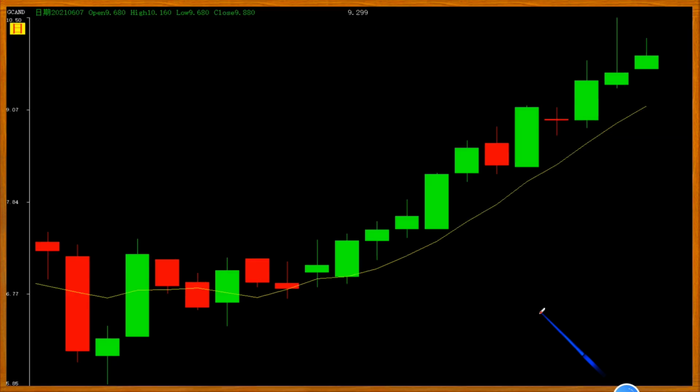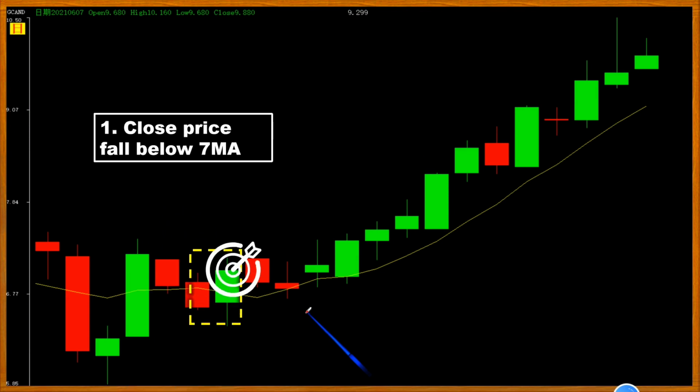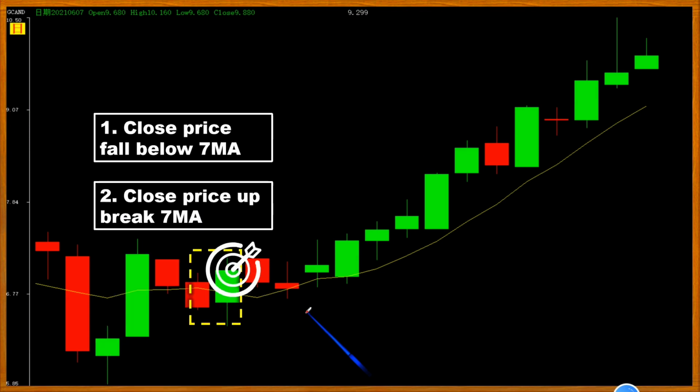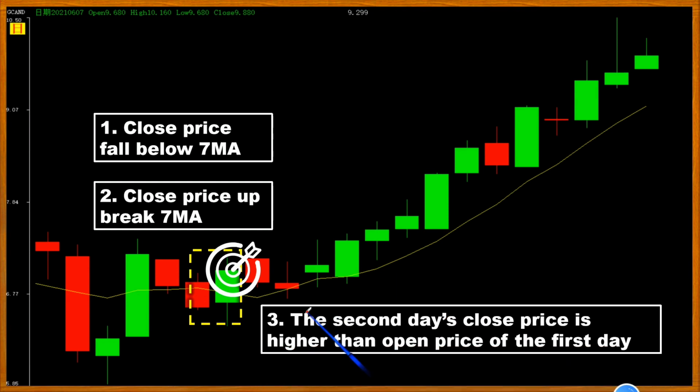What about this chart? Let's see. Firstly, the close price breaks down through the MA, and then the price reaches above the MA and is higher than the open price of the first day. Valid buy point, right? So the price just soared later.